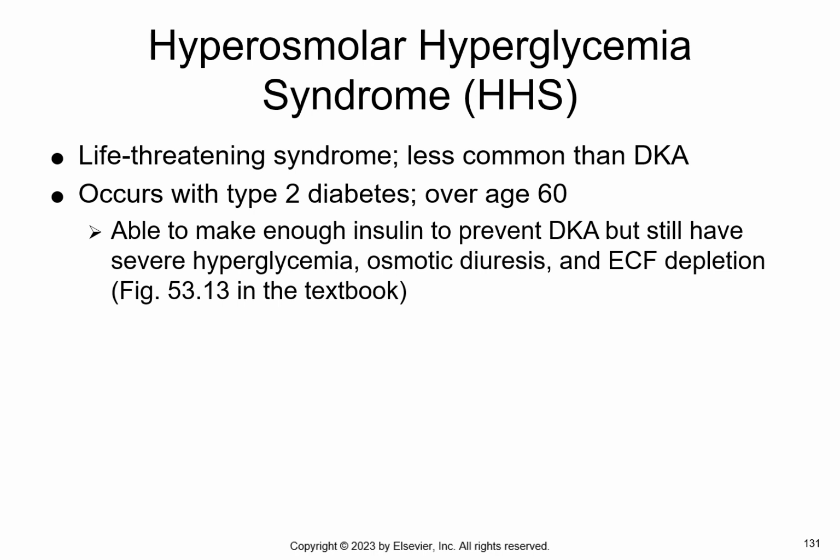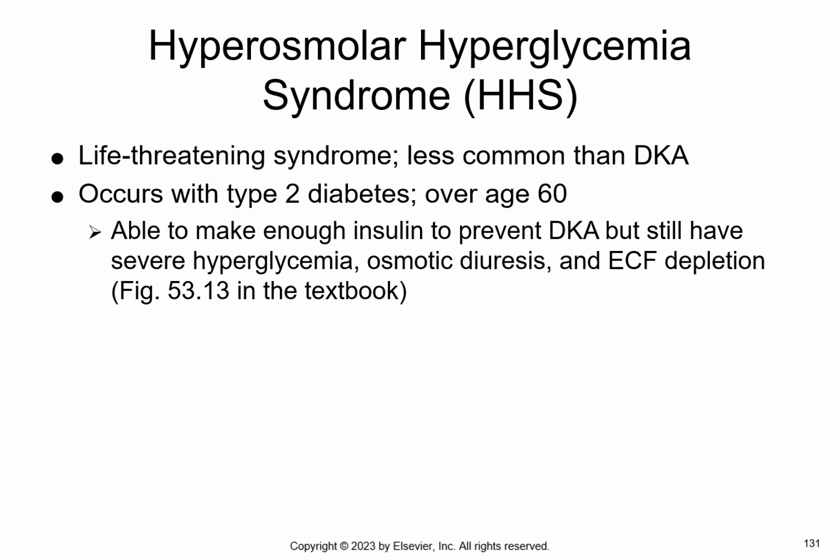Let's look at hyperosmolar hyperglycemic syndrome, HHS. It is a life-threatening syndrome that can occur in patients with diabetes mellitus who are able to make enough insulin to prevent DKA, but not enough to prevent severe hyperglycemia, osmotic diuresis, and extracellular fluid depletion. HHS is less common than DKA. It often occurs in patients over 60 years of age with type 2 diabetes.